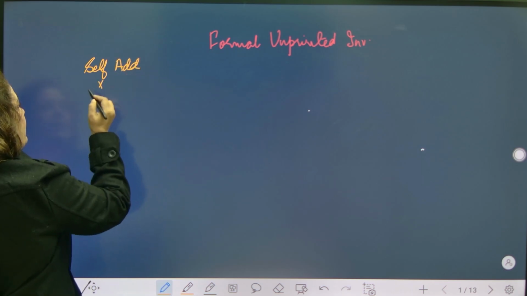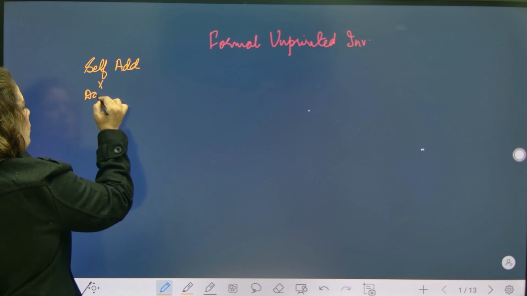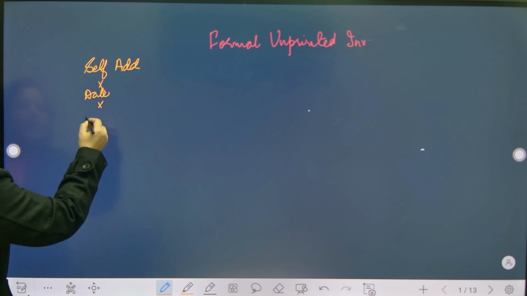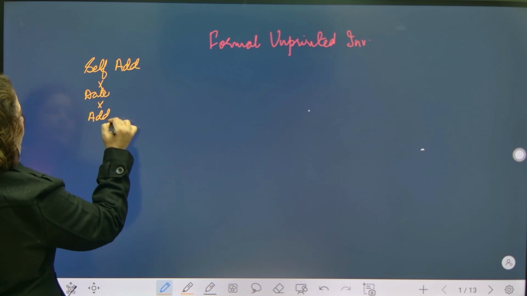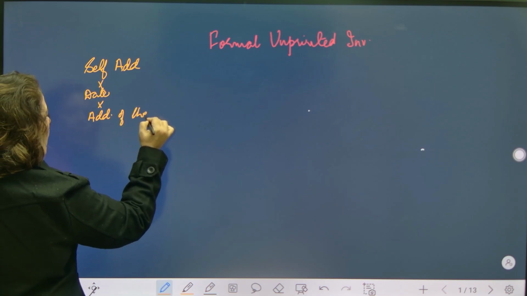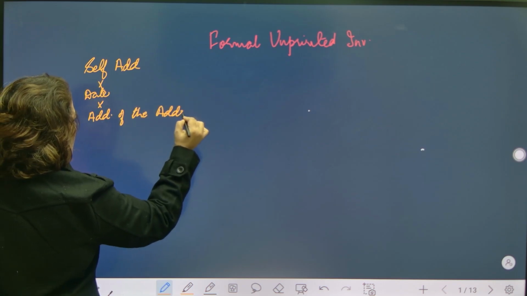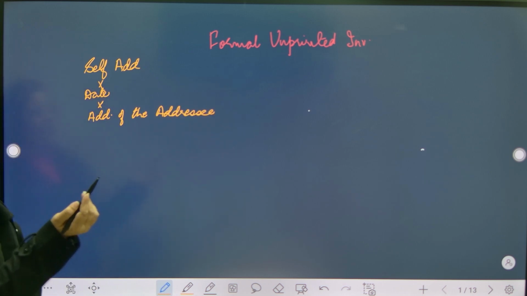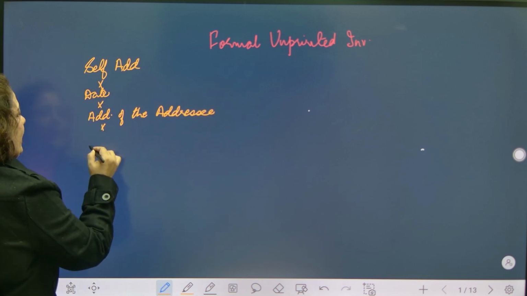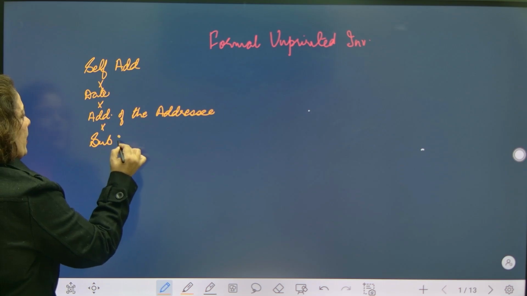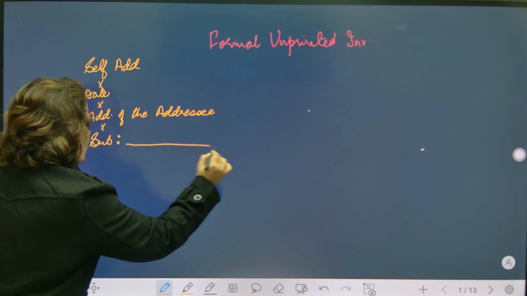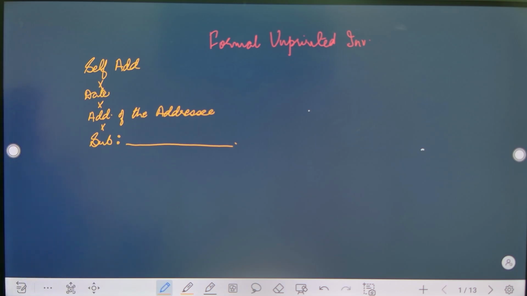Then you leave a line. Well aligned to this, you are going to write the date. After this, you are going to write the address of the addressee. After writing the address of the addressee, you again leave a line and you write the subject. Obviously the subject is an invitation, so whatever is the subject, you write that subject.